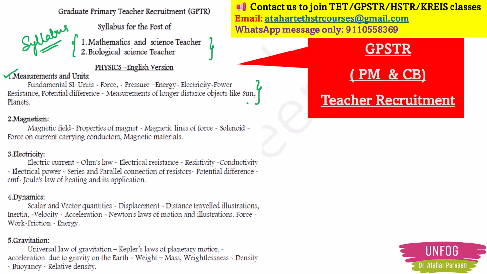In units and measurements, you have SI units, force, pressure, energy, electricity, power, resistance, potential difference. Then measurement of longer distance objects like the sun and planets. So much is there for measurements and units.